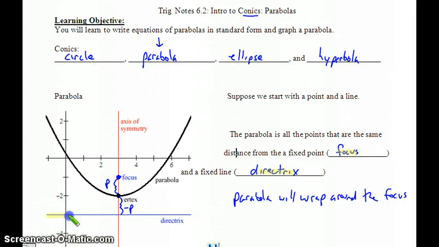The directrix is going to be this line here that will not touch the parabola. So it's going to be running, if you want to think about it, parallel to the parabola. And you have your focus, which the graph is going to wrap around, and your vertex, which will be the key point for graphing your parabola. Let's take a look at the equation now.